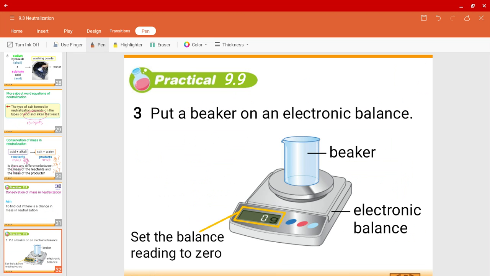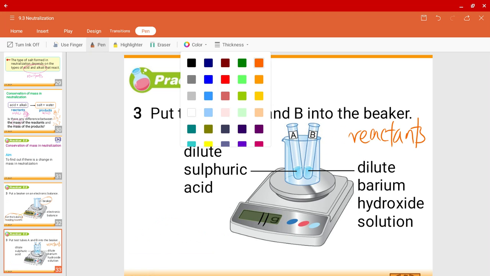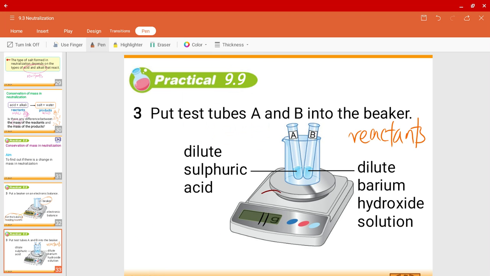So how are we going to figure it out? First, we will get a beaker, and then we'll put it on the electronic balance. After we put the beaker on the electronic balance, we will set the balance to 0. So we will click a button and set it to 0. Afterwards, we'll get two test tubes. We'll get the acid and the alkali, so the reactants, and place them on the electronic balance inside the beaker. And I'll see what is the reading on the electronic balance.